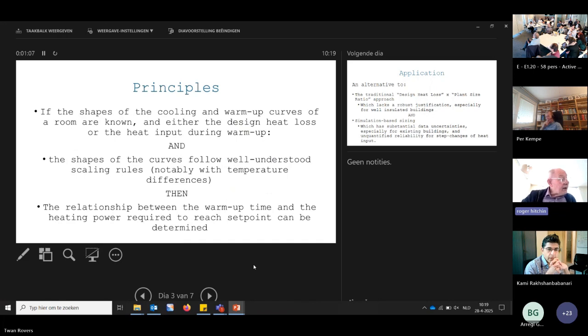That's it. Okay. So the basic principle is that if you know the cooling down curve for, say, overnight cooling, and the shape of the warm-up curve when the heating first comes on, and you know how those scale with, for example, temperature difference, empirically, if you know those two, the shape of those curves, you should be able to deduce the relationship between the warm-up time and the power purely from those curves, which can obviously be measured empirically. That overlaps with quite a lot of things you've been talking about. So we go on to the next slide.